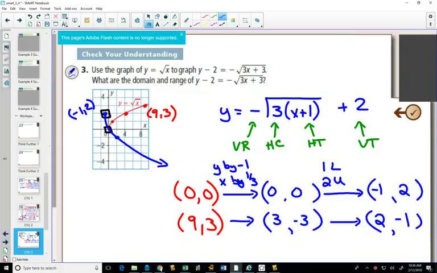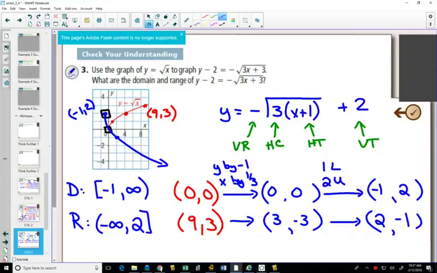What's the domain and range of this blue graph? I'll use interval notation since we haven't done that for a while. Our smallest value is -1, and it continues forever, so our domain would go from -1 to infinity. Our range, it has no smallest value, so it starts at -infinity, and the range of the y values continue up until they get to 2. 2 would be included, so we use a square bracket. And there's our domain and range. Okay, questions for practice on this one are 8 and 10.